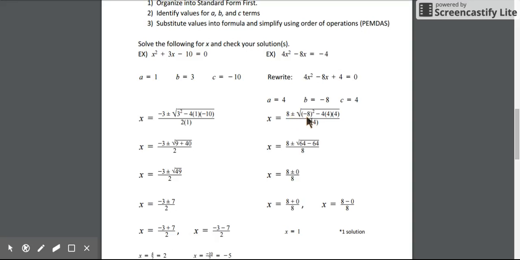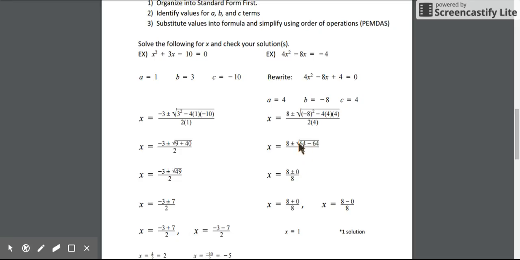Plus or minus the square root of b squared, or negative 8 squared. Make sure you put parentheses around a negative value in this formula when you square it. You're going to square a number that includes the negative. So this is negative 8 times negative 8. And then we have negative 4 times 4 times 4, or the opposite of 4 cubed is another way to say it. That also gives us 64, but it's negative 64, so we're going to write minus 64 there. So if we have 64 minus 64, that's 0, and the square root of 0 is 0.